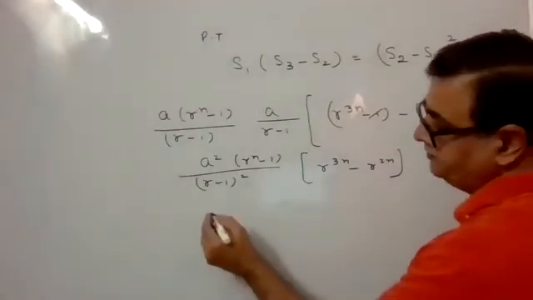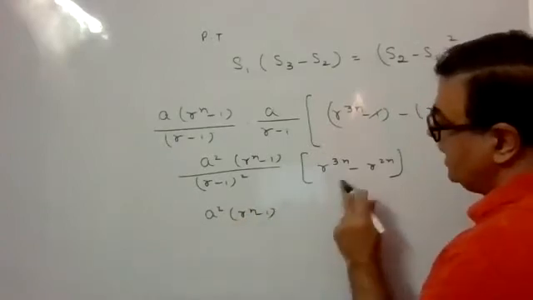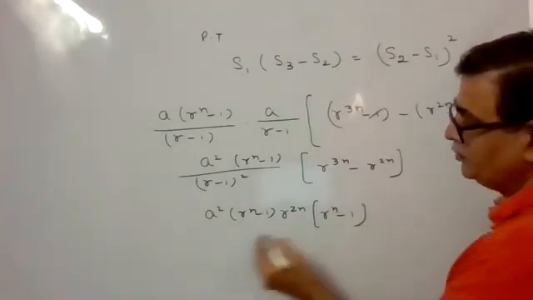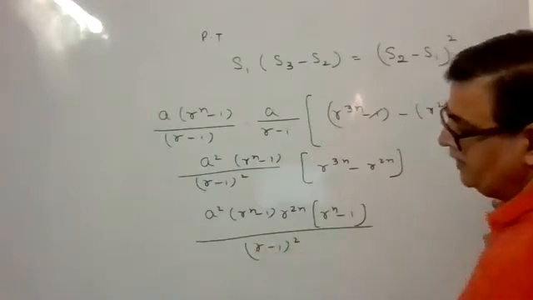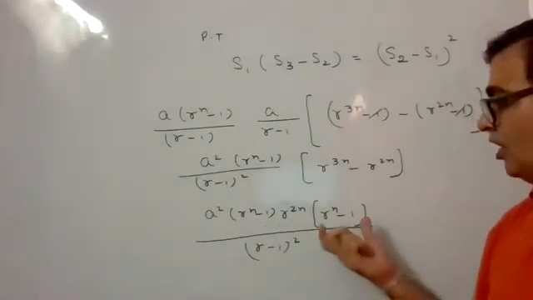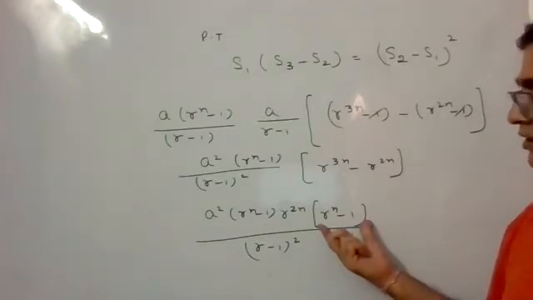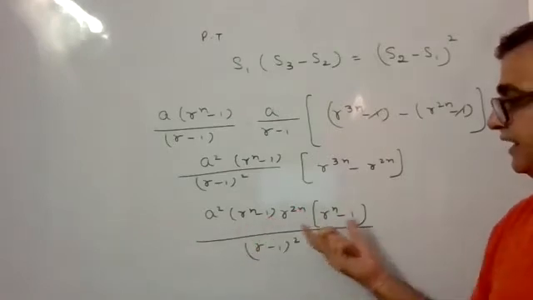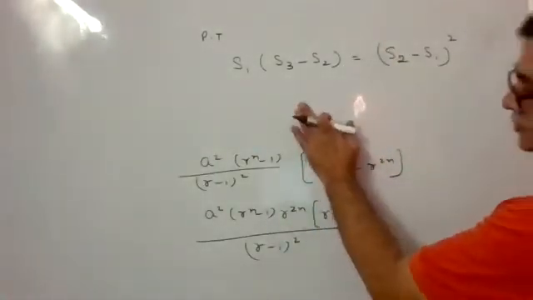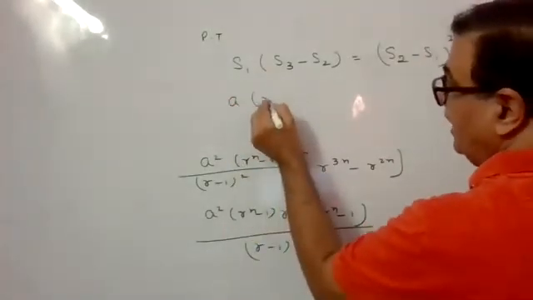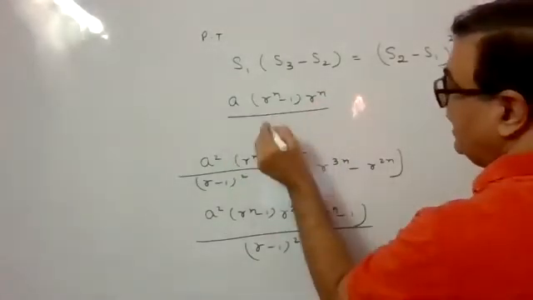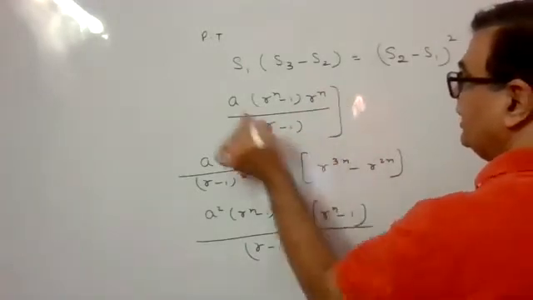What will be common in the two? R power 2n is common. Left is R power n minus 1 by R minus 1 whole square. Just check all our whole squares now. A square has come, R power n and R power n minus 1, it is a multiplication. This and this will be a whole square, this is also a whole square, this is also a whole square. So all will be perfect squares. What do I write here? A R power n minus 1 R power n by R minus 1, and the whole of this squared.